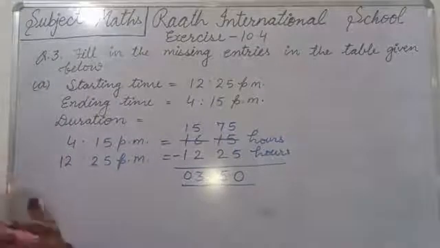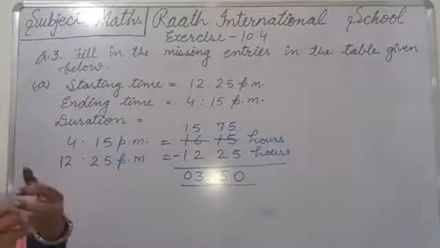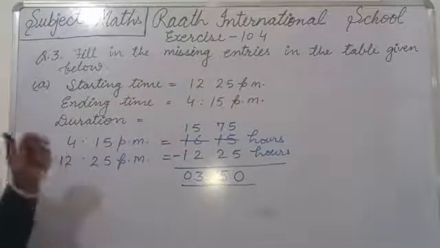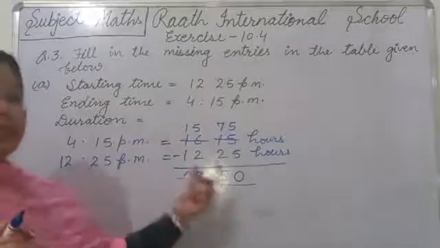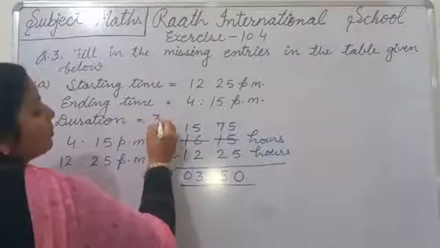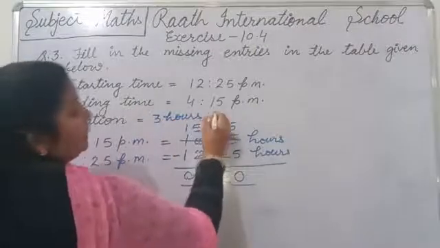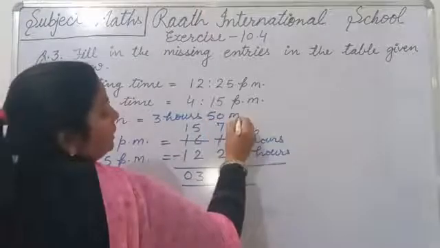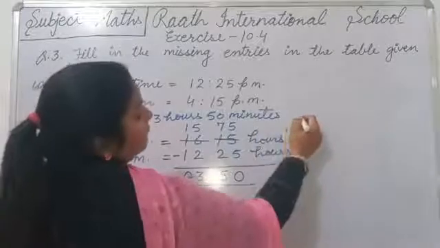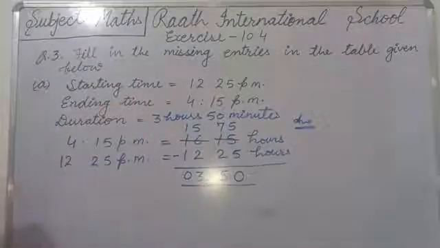Because whatever work we do, we do it either in hours or in minutes, or sometimes we need both, hours also and minutes also, both things we use for that. So that means there is 3 hours and 50 minutes. So what's our time? Duration is 3 hours 50 minutes. That's our answer. Clear? That's the answer. Same way now we'll do its B part also.